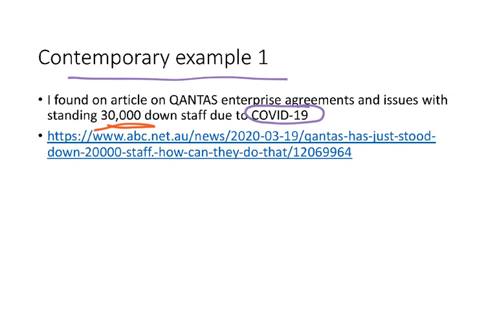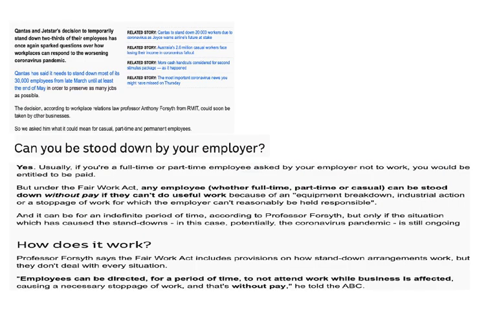And I'll put the link up on Teams for you. So this is one example we can use, and I'll go over briefly what the article is about. I've taken some screenshots from the article. It is focused on Qantas and Jetstar because they've had to temporarily stand down 2/3 of their employees, obviously because of the coronavirus pandemic.